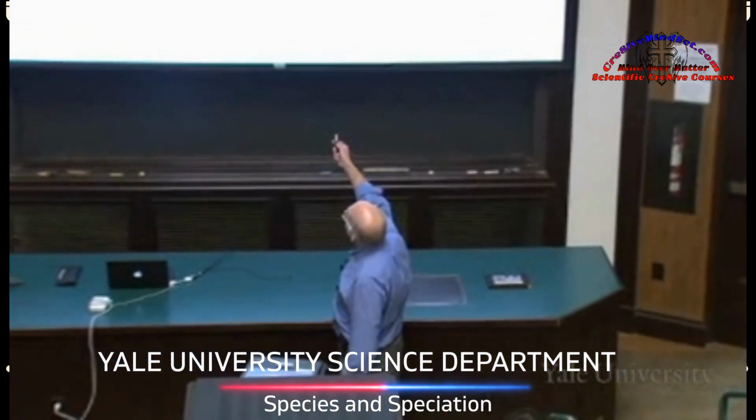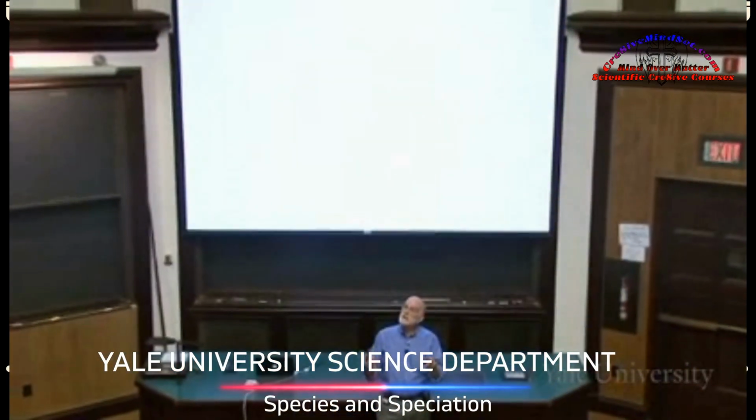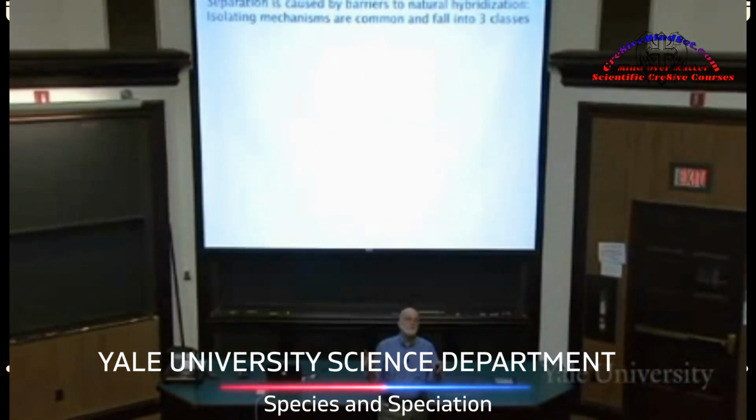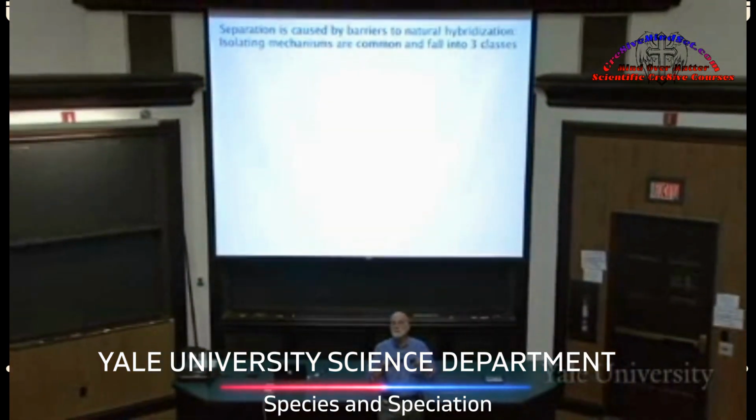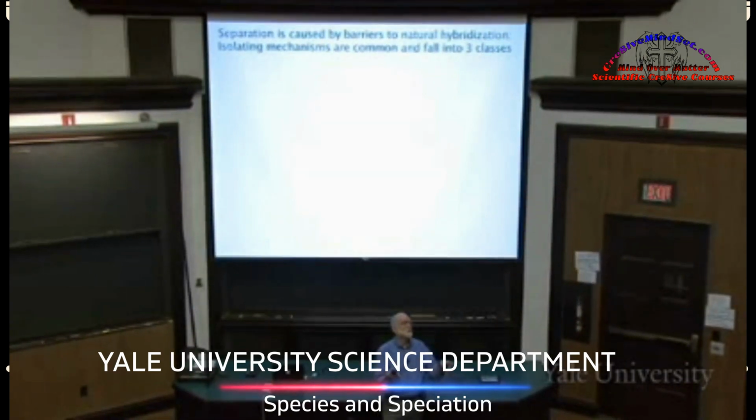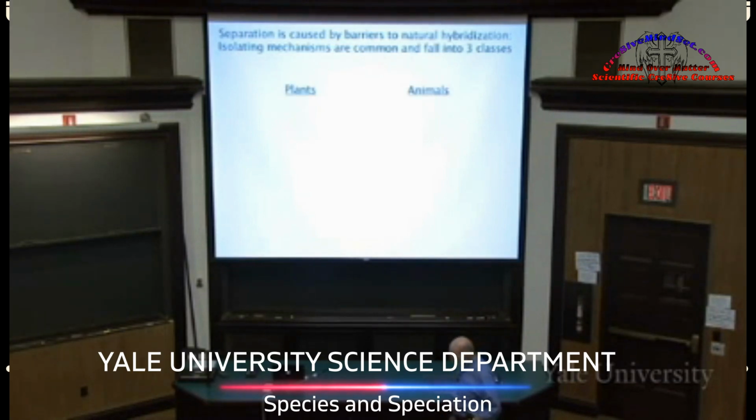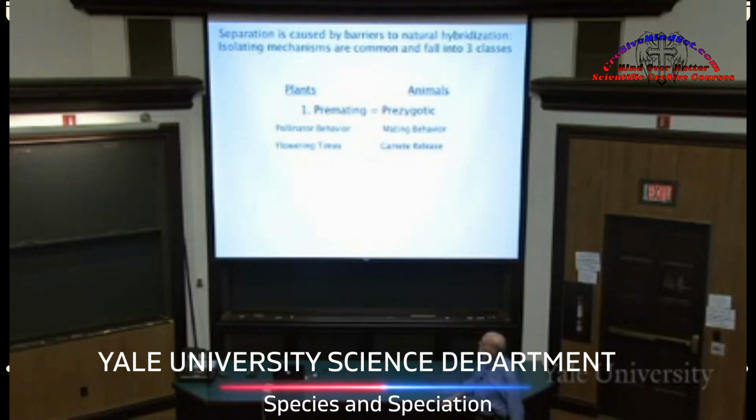Okay. Now, when we look out there and we see that things are separated, there are some pretty straightforward mechanisms that actually separate things. And so this is part of the vocabulary building exercise for speciation science. And it's also a little bit of biology. There are isolating mechanisms that are common. They fall into three categories, and they look a little different in plants and animals. The first category is premating or prezygotic isolation. And in plants, that's often determined, not always, but often, by pollinator behavior and flowering times. And in animals, it is determined by mating behavior and gamete release.